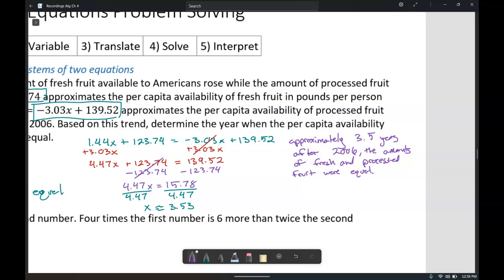And so 3.5 years after the year 2006, if we take 2006 and add 3.5, we get the year 2009.5. So it was in the year 2009. And we could say it was approximately in June of 2009 when these amounts of fruit were equal.